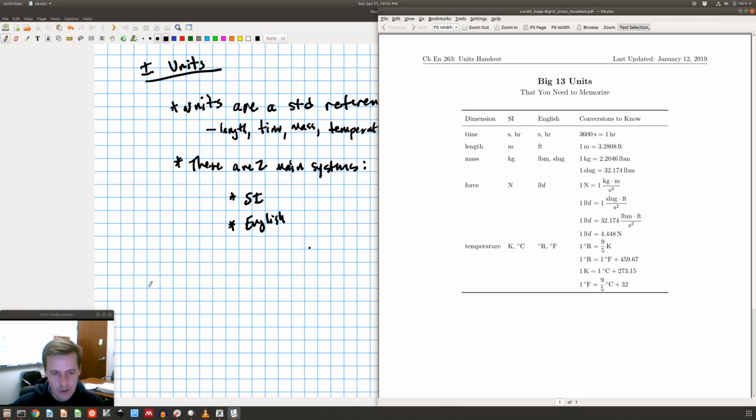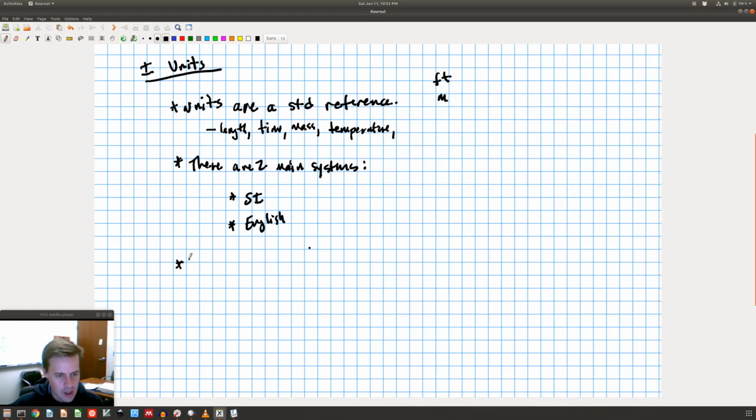Okay, so for example, if we're going to convert between, suppose I have 7 newtons and I want to know what that is in pounds force. I need to be able to convert 7 newtons multiplied by 1 pounds force is equal to 4.448 newtons. And if you go ahead and do that calculation out, that gives you 1.574 pounds force.